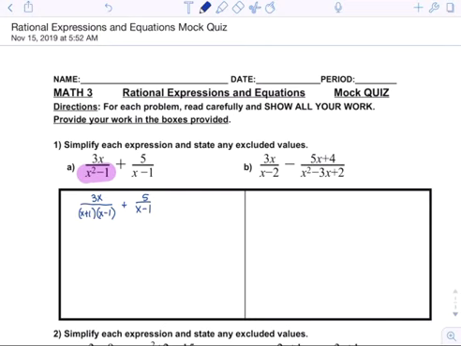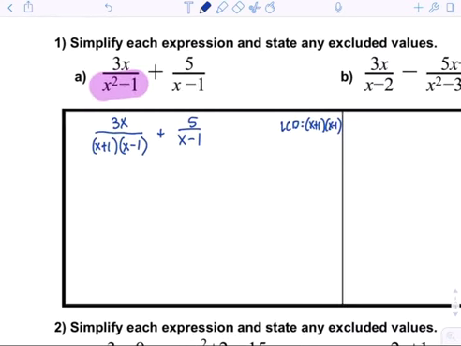Now, we have to find a common denominator. I notice that the LCD is x plus 1 and x minus 1, which means that this one right here is missing x plus 1. So rewrite this one. This one's fine because it already has the least common denominator. The one with the red arrow still needs an x plus 1 in the denominator, so we need to multiply top and bottom by x plus 1.